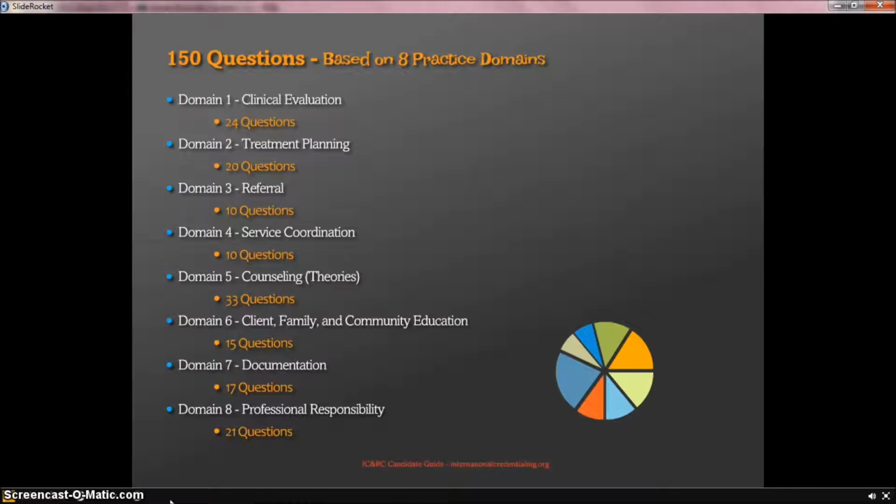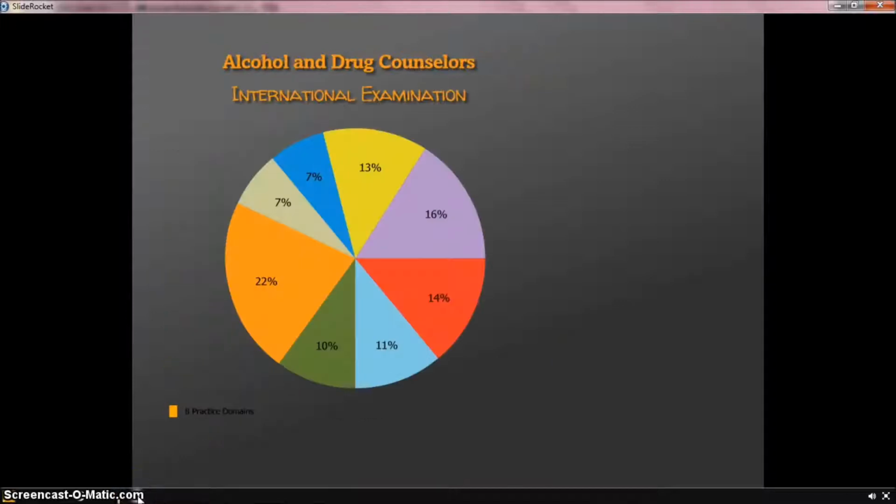We have 24 questions for clinical evaluation, 20 questions for treatment planning, 10 questions for referral, 10 questions for service coordination, 33 questions for counseling theories, 15 questions for client, family, and community education, 17 questions for documentation, and 21 questions for professional responsibility. So this is pretty much what it looks like.